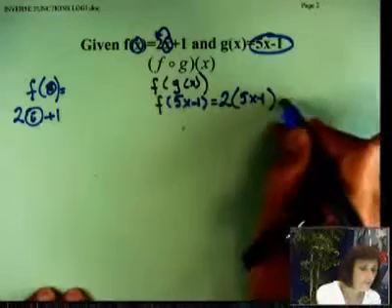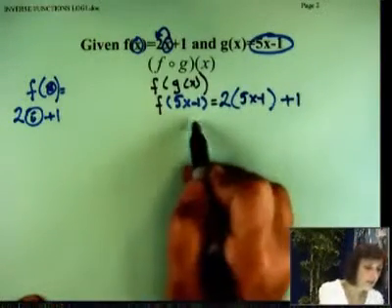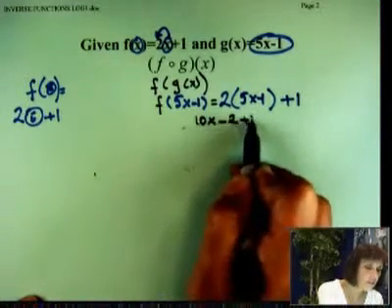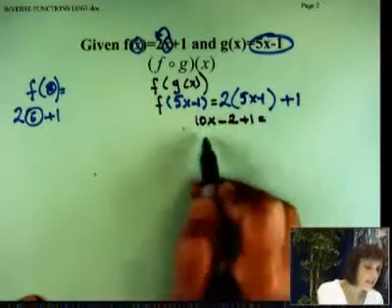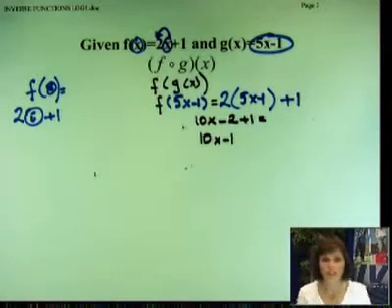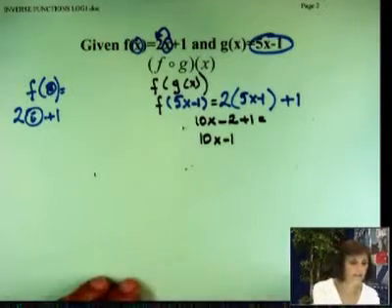And then what am I supposed to do? Multiply by 2 and add 1. And you clean that up a little bit. 2 times 5, that's 10x. 2 times negative 1, negative 2, plus 1, which is the same as 10x minus 1. All right? So what we did is take the composition of f and g of x.